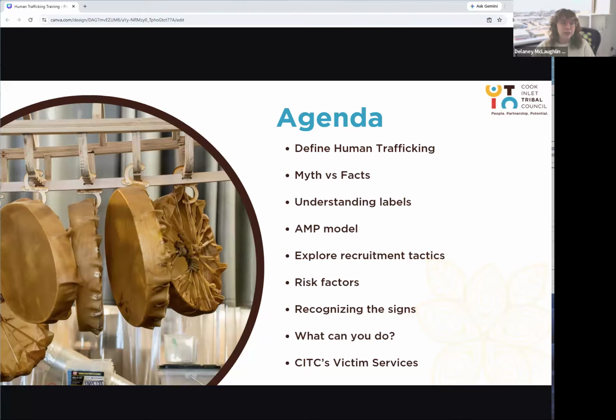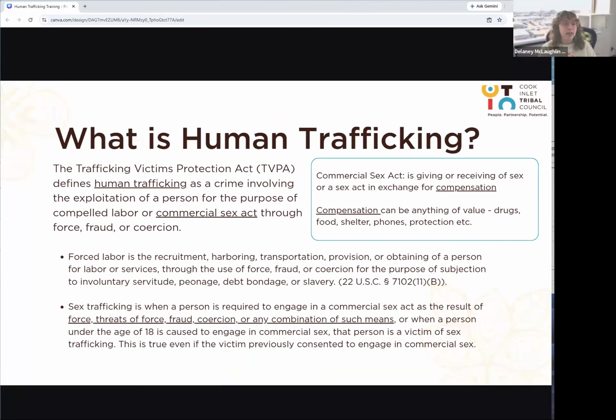Okay, so what is human trafficking? The Trafficking Victims Protection Act, or the TVPA, really kind of defined human trafficking for the first time. They defined it as a crime involving the exploitation of a person for the purpose of compelled labor or commercial sex act through force, fraud, or coercion.